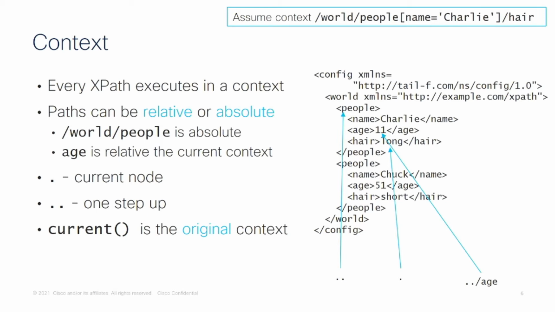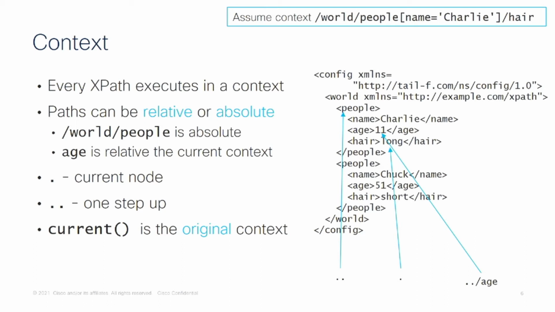Dot dot is all of Charlie, and dot dot slash age is Charlie's age. And if we do not start our path with a slash, it is relative to the current context. There is a function called current that refers to the original context, and it's a complicated, often misunderstood function. So we'll cover that in our example later on to try and explain how that all fits together.